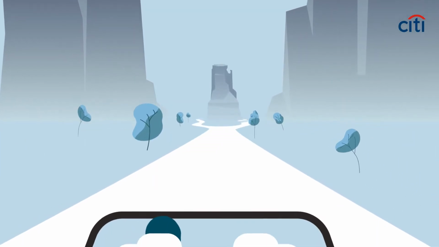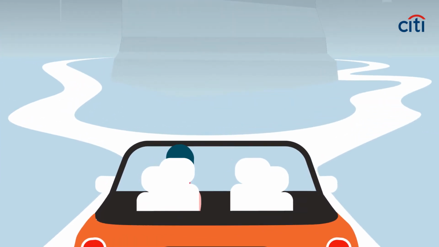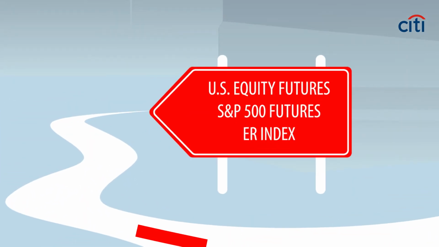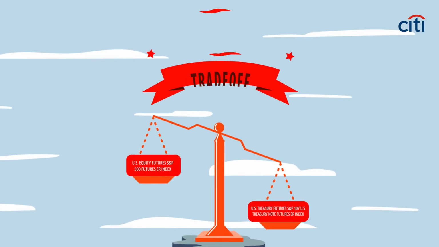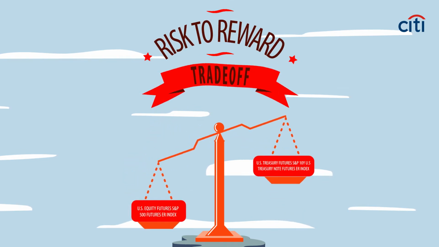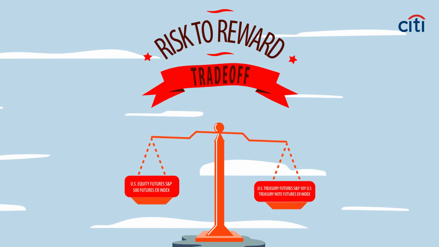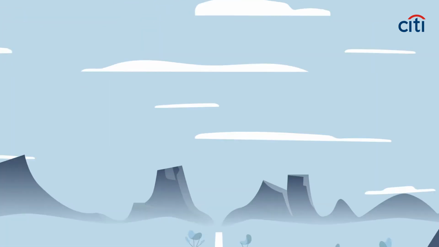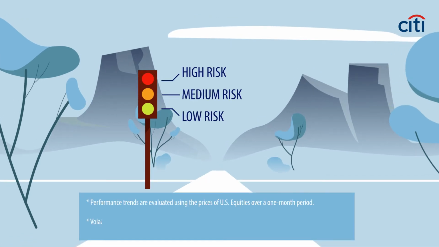The Citi Dynamic Asset Selector Index chooses from just two asset classes, equities and treasuries. Equities are represented by the S&P 500 Futures Excess Return Index, and treasuries are represented by the S&P 10-year U.S. Treasury Note Futures Excess Return Index. By adjusting allocations between two assets that are not perfectly correlated, the index seeks to provide an improved risk-to-reward trade-off. The index then seeks to determine the appropriate allocation based on market signals.